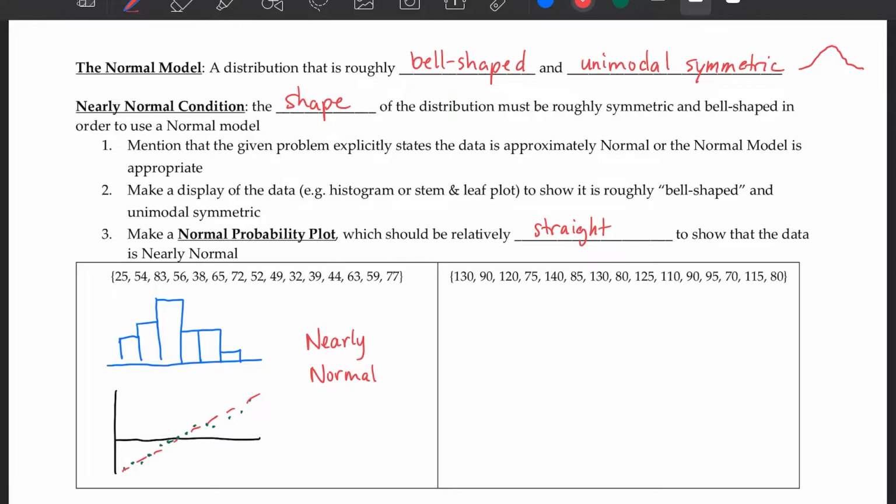So all the tools we're about to learn on this backside could totally apply to this set of data. So why don't you go ahead now and test it out on the other set of data. I want you to create a histogram on your calculator and a normal probability plot, sketch them in there, and come to your own conclusion.